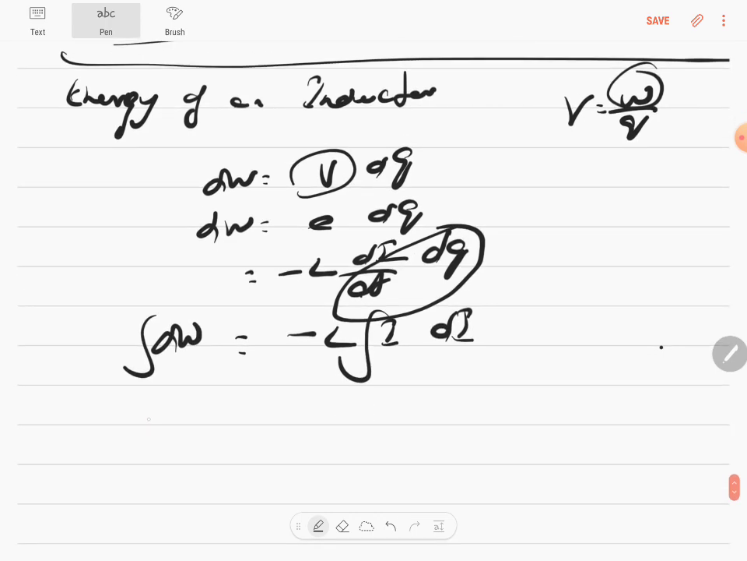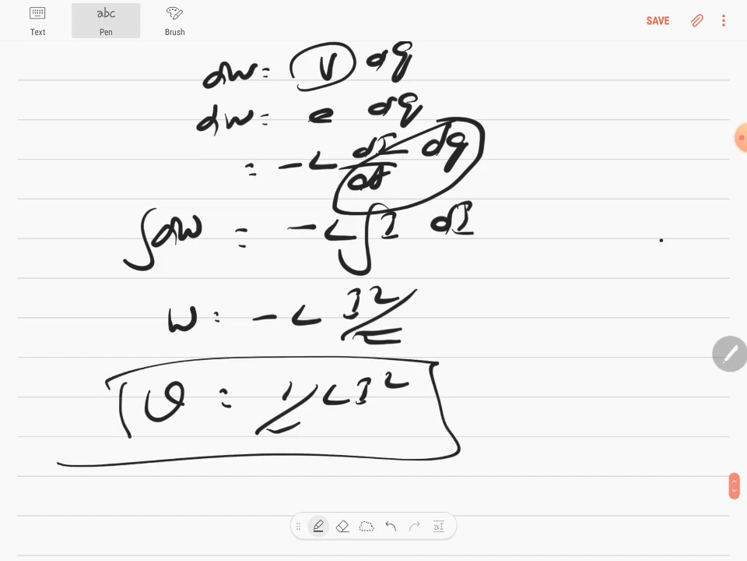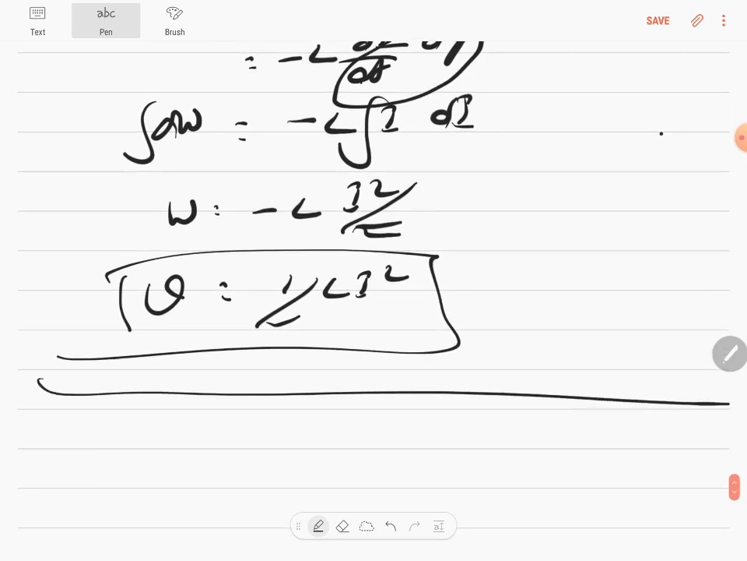L is anyway a constant of proportionality. dW is equal to minus L into I²/2. Considering it is the energy, you can ignore the sign; the magnitude of the energy is all you want, ½ LI². Thus the inductor energy is ½ LI². That's the very, very important derivation.